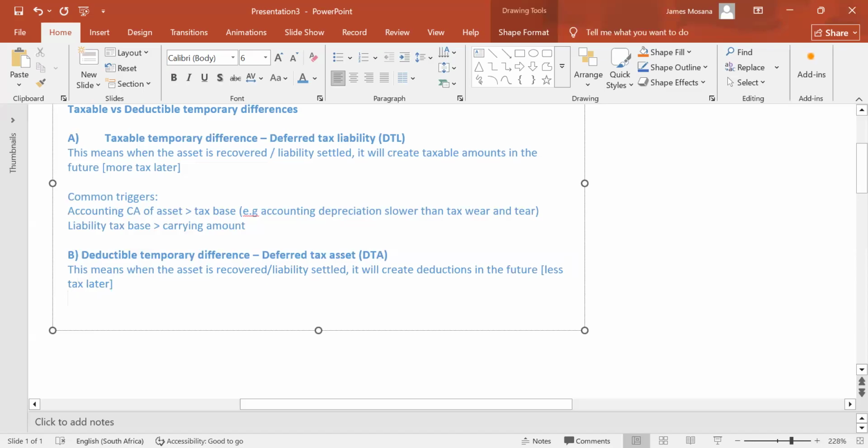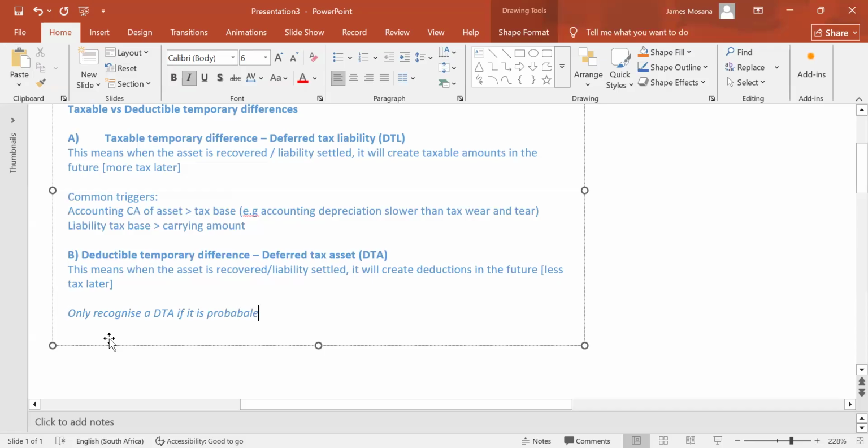Now, another important thing that you should think of, and it will always be provided in your scenario: this one, the deferred tax asset, you only recognize a deferred tax asset if it is probable that future taxable profit will be available to use it.